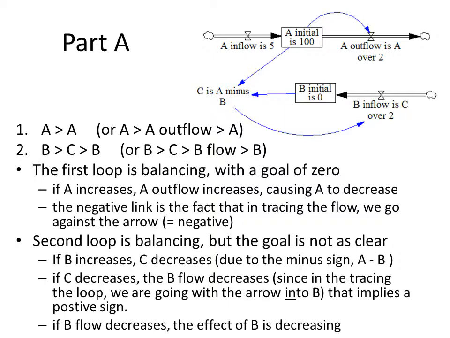The second loop is balancing, but the goal is not as clear. So there's clearly an inflow, and then there's a minus sign in the C equals A minus B, so we subtract the B values. That's clearly a negative or balancing loop. And if C decreases, then the flow decreases. And if the flow decreases, that means the effect on B is decreasing, so that is the other way to look at that as a balancing loop.